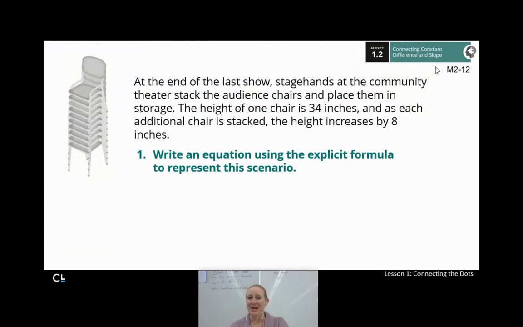So with this in mind, let's start thinking arithmetically. Can you use your arithmetic thinking with those first term and your common difference? And can you write an explicit formula to represent this scenario? Go ahead and hit pause, write it out, hit play when you're ready to check your work.